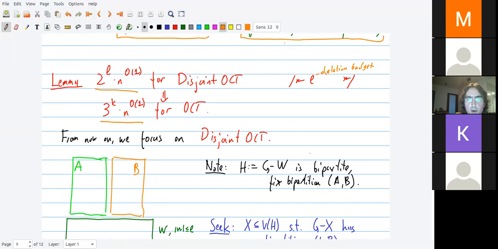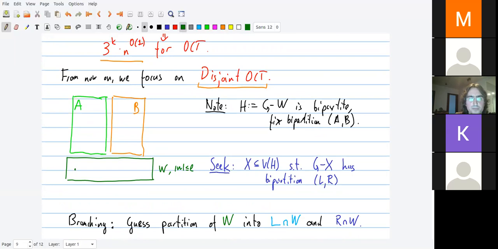So from now on, we can focus on this disjoint OCT problem, where the situation is as follows. I've got this set W. Here, I do not need to know that it is small. And I've got the rest of the graph H, which is the remainder, and I can assume that it is a bipartite graph. So I can fix some bipartition, part A here and part B here.